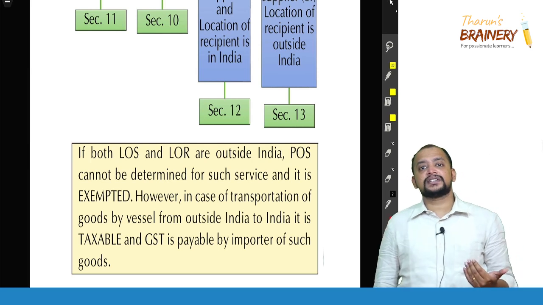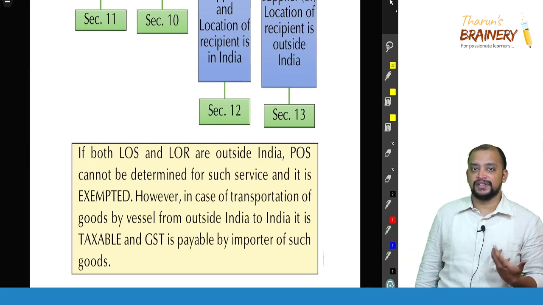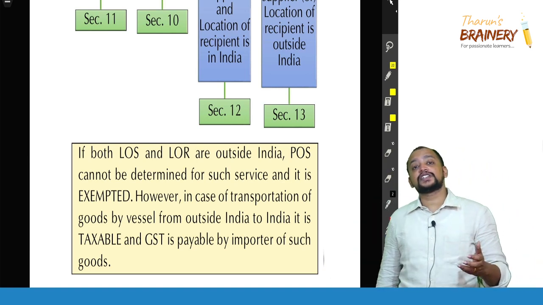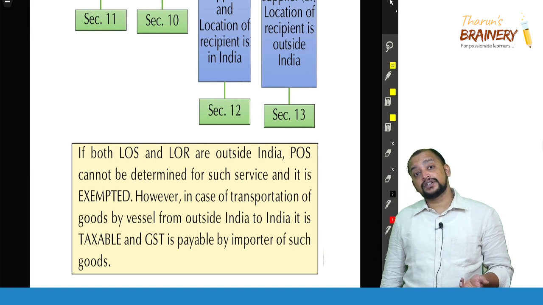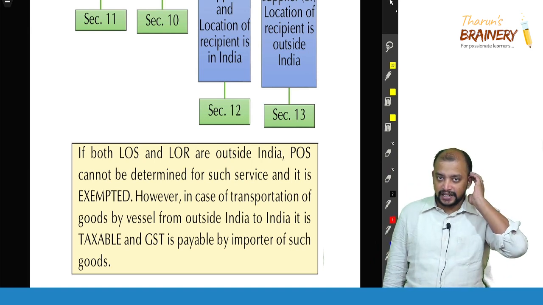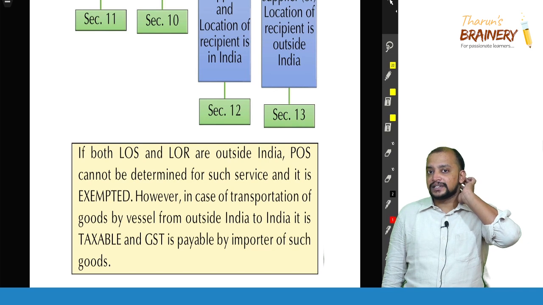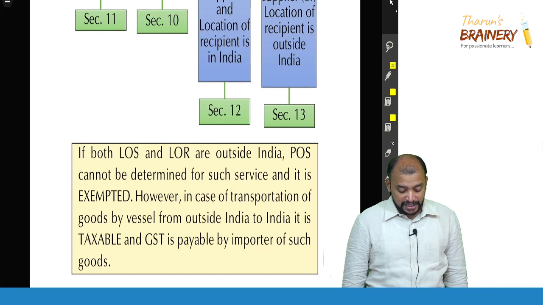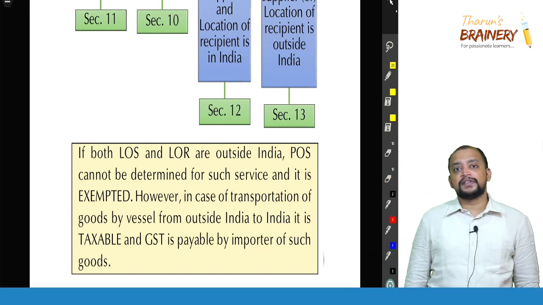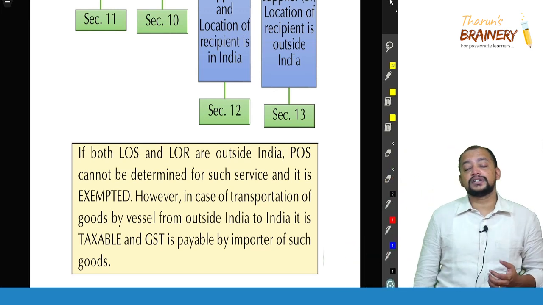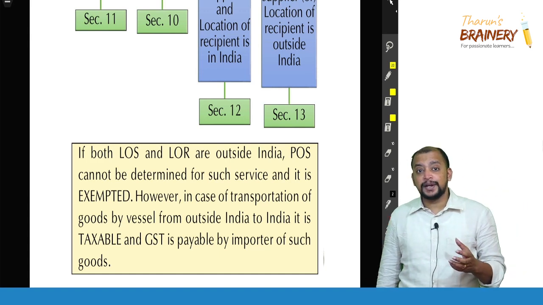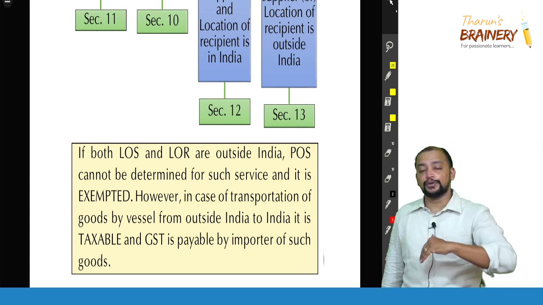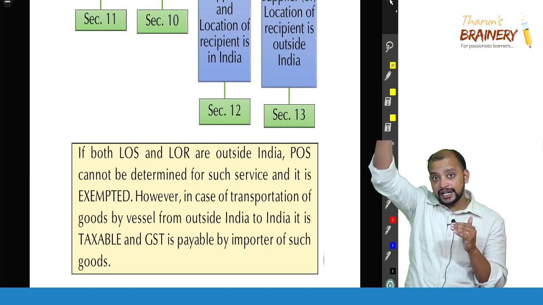Yesterday we discussed transportation of passengers by vessel, and then I corrected it. And transportation of goods by vessel from India to outside India we discussed, correct? That is called an exempted supply, and it will be exempted for payment of GST, and it will even be treated as taxable for the purpose of availment of ITC. What is this point? Transportation of goods by vessel in the context of export or import? Import. So goods are coming from outside India to India.